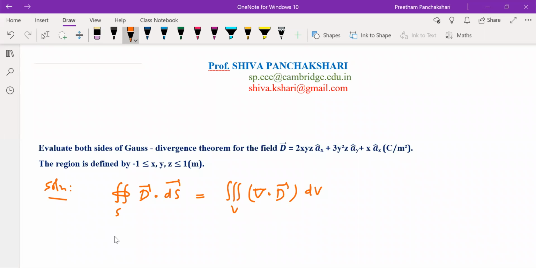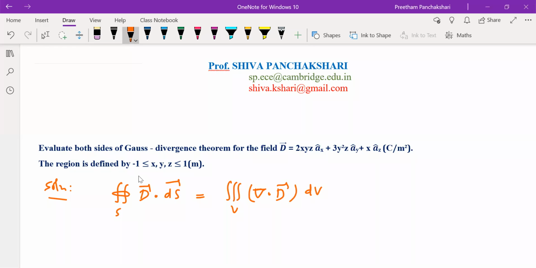So to verify the divergence theorem for the given vector, we have to evaluate left side and right side of the divergence theorem separately and have to prove that both have same values. So let us start with the left hand side. Let us evaluate D over the closed surface given. So let us see what surface is given here.